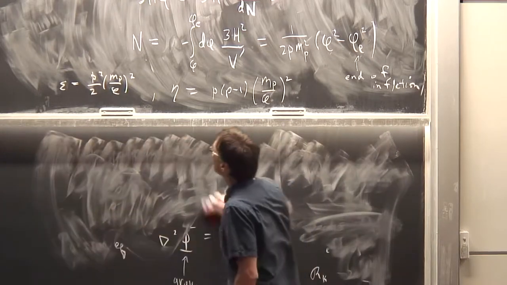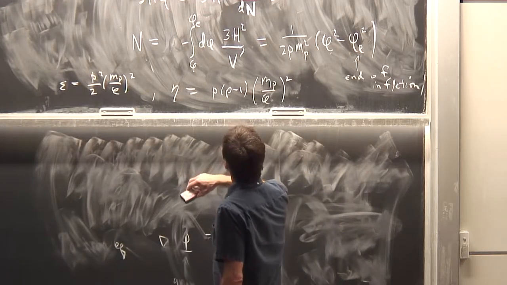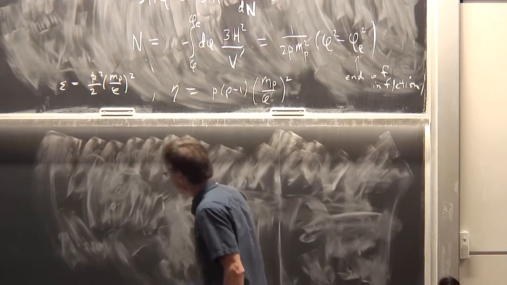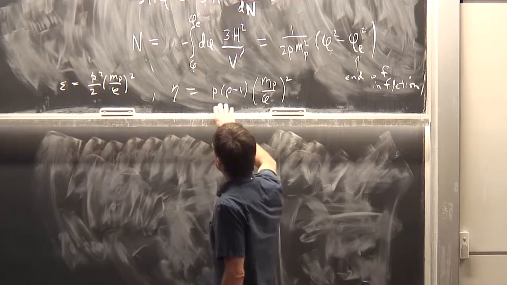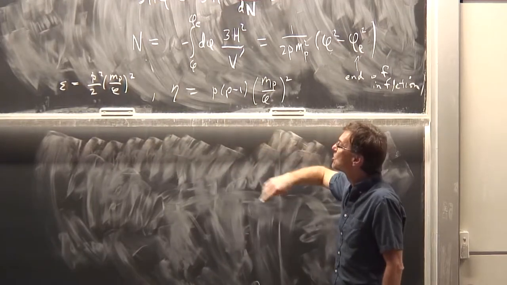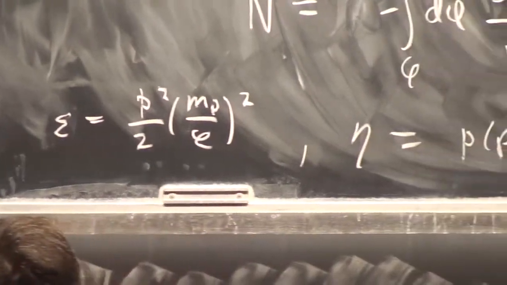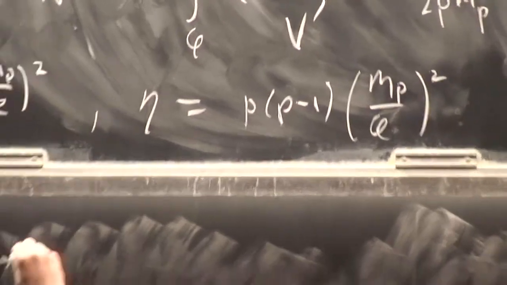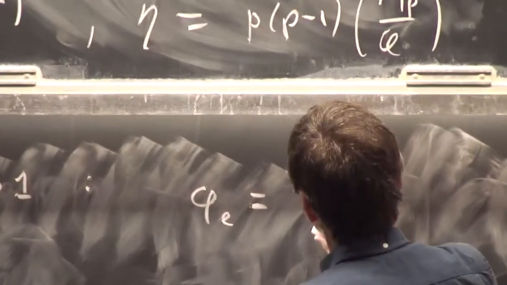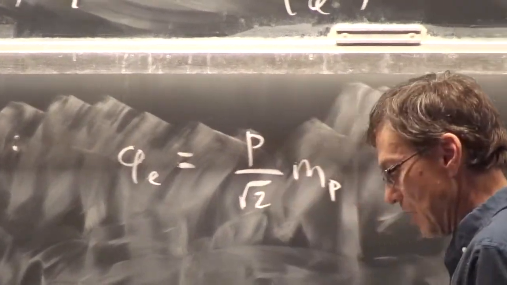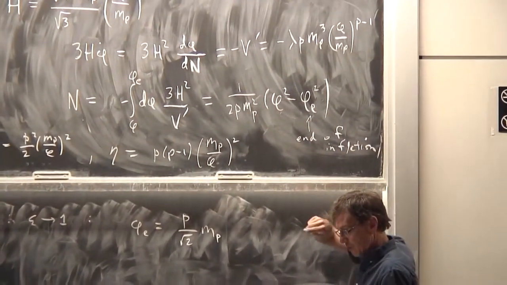And so if you look at those, you'll see that typically, it's not so obvious, but for most cases of interest, this becomes bigger a little bit before this one does. So usually, end of inflation is controlled by epsilon going to 1. And so that tells you that the end of inflation is at p over root 2 times m Planck. So now we can write something explicit for this.